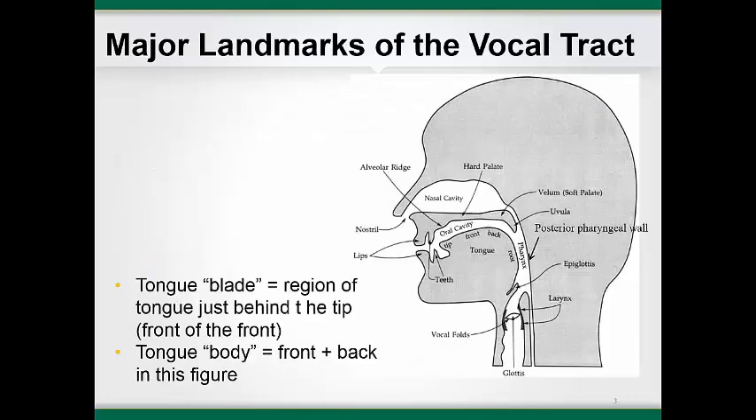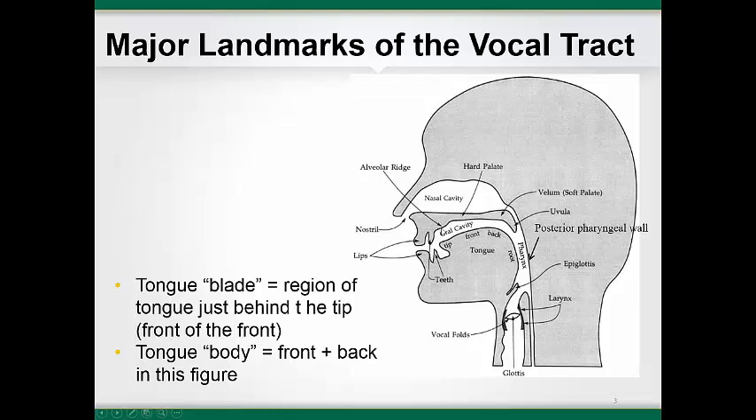The three major cavities of the vocal tract are shown in white and labeled on this slide. They are the nasal cavity, the oral cavity, and the pharynx or the pharyngeal cavity. You will need to be able to identify all of the anatomical landmarks that are shown on this slide. I will use the cursor to point to each one in turn. First, the lips, the nostril, and the upper and lower teeth you should be familiar with.